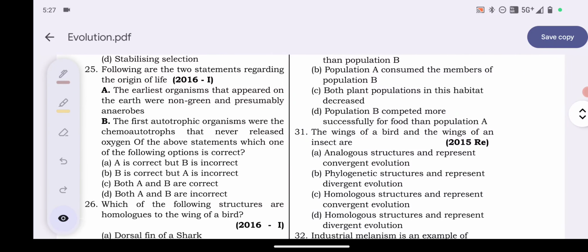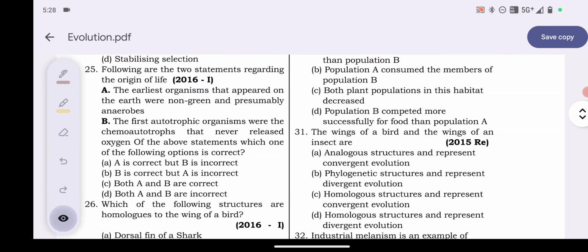Next is 25. Two statements are there, A and B. So listen carefully. A: The earliest organisms that appeared on the earth were non-green and presumably anaerobes. This is correct. B: The first autotrophic organisms were the chemoautotrophs that never released oxygen. This is also correct. So what will be the answer in 25? The answer is both A and B are correct.